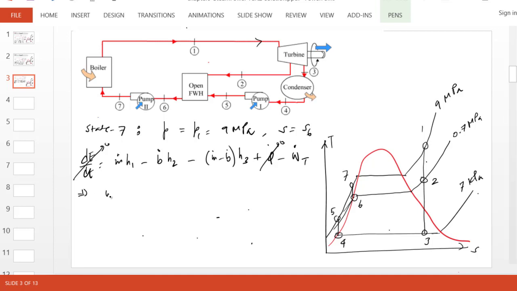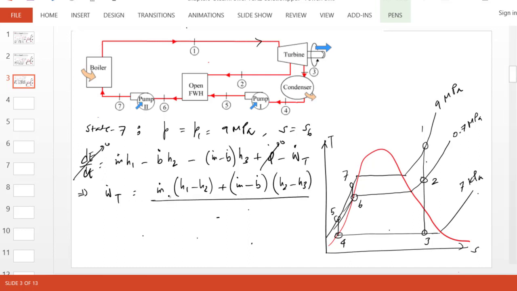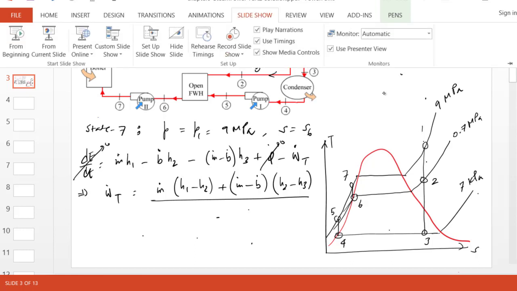So you can see that it turns out to be, if you manipulate this equation, m dot (h1 minus h2) plus (m dot minus b dot)(h2 minus h3). And that makes sense. Think about it. The network from the turbine is m dot flowing from state 1 to 2, producing this output, and the rest of the turbine handles a flow rate of m dot minus b dot, which is extracted out here. So we don't know what b dot is right now. Okay?